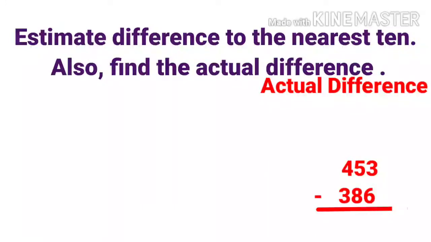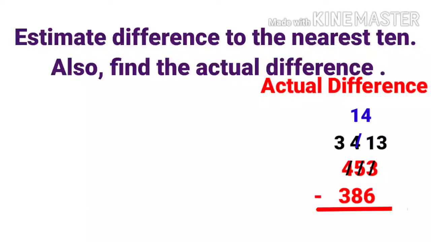Now see the actual difference first. 453 minus 386. In the ones place, 3 and 6 do not match, so 3 will take a borrow from 5. 5 will become 4 and 3 will become 13. Now 13 and 6 match. Now 4 and 8 do not match, so 4 will take a borrow from the next 4. That 4 will turn into 3 and the 4 will become 14. Now 14 and 8 match. Now 3 and 3 also match.